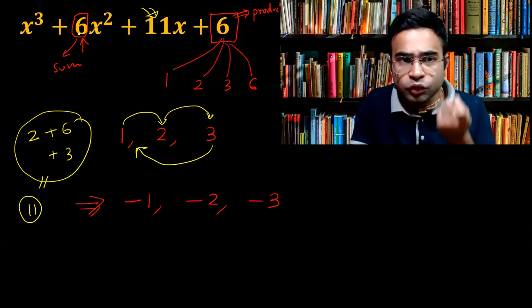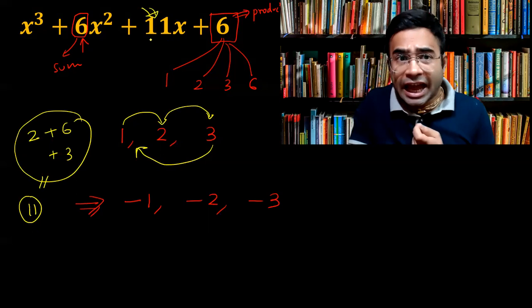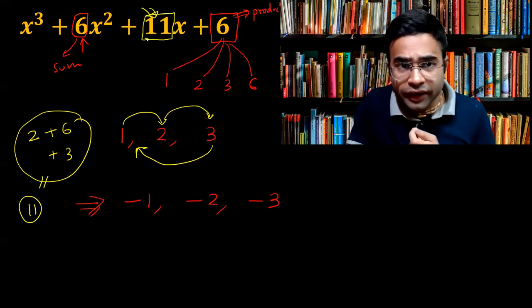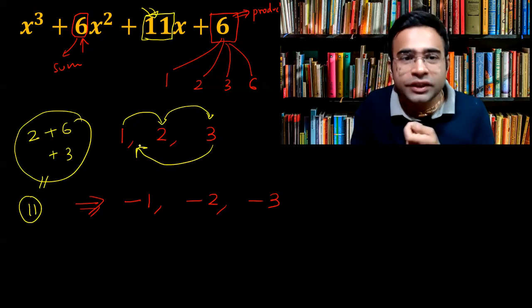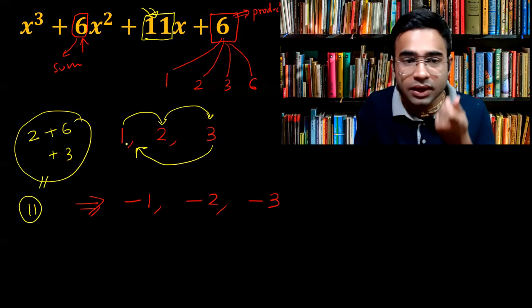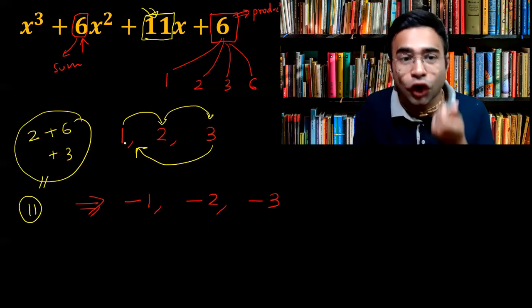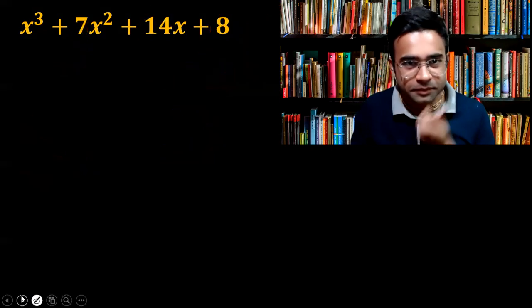The coefficient of x squared represents the sum. The constant term represents the product. And this 11, which is the coefficient of x, represents the sum of the products of these numbers taken 2 at a time. Let's try some more numericals.